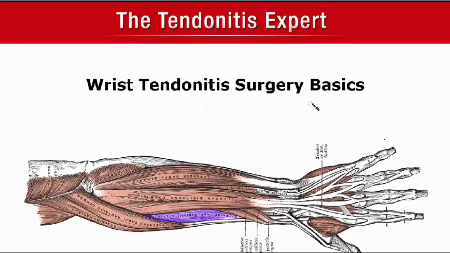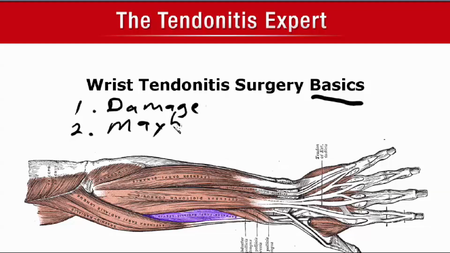So let's talk about the basics of wrist tendonitis surgery. And let's start with the two scenarios in which you would get wrist tendonitis surgery. The first is if you have damage on a tendon. And the second is that maybe you have damage on a tendon.